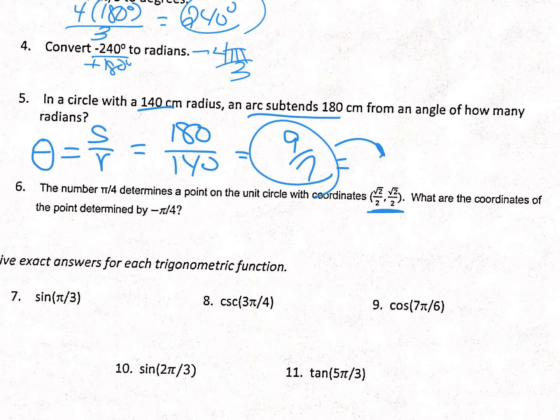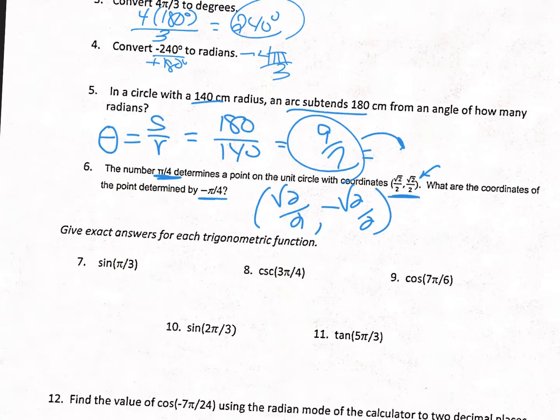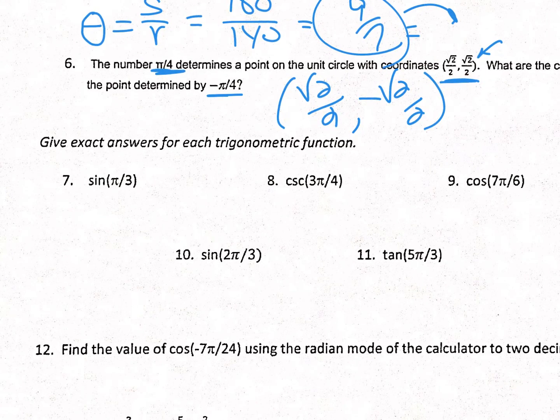Number 6, the number pi over 4 determines that point. Pi over 4, that's the point that goes with pi over 4. What coordinates are determined by negative pi over 4? Okay, so positive pi over 4 is in the first quadrant. That's why they're both positive. Negative pi over 4 is in the fourth quadrant, which means the x is positive and the y is negative. So there's number 6.